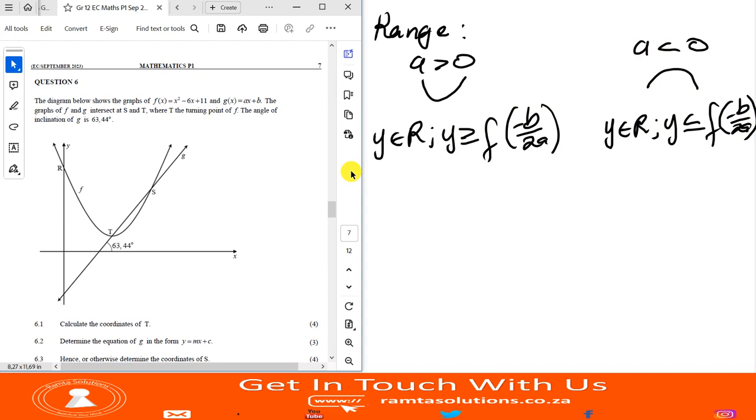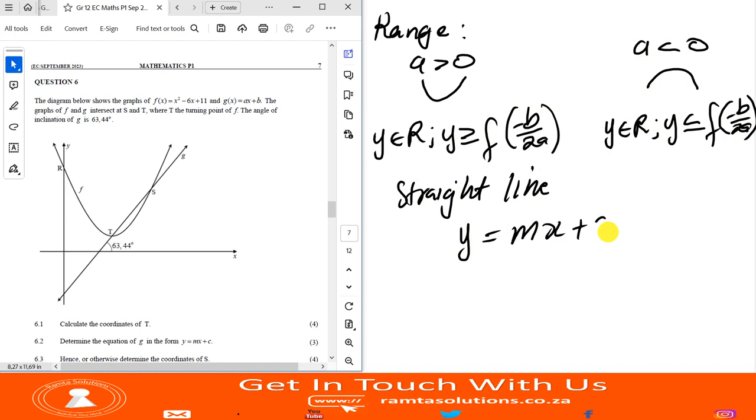Now for a straight line, maybe I should address this. For a straight line, y equals mx plus c. Of course, this is the y-intercept. This is your gradient. I should address this first. When it's positive, your gradient is like this. When it's negative, your line is like this.